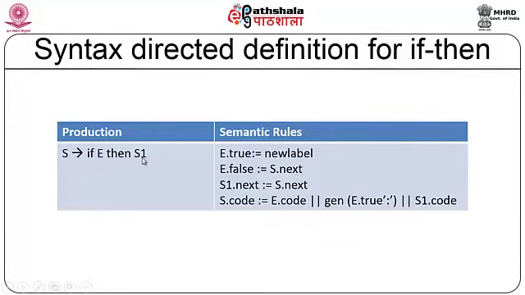Then the third one is, supposing it evaluates to true, even otherwise you have to execute this statement S1, and following that you have to continue with whatever statement follows the if then construct. So, in a typical if then construct, how do we evaluate? You evaluate the expression, if it is true you evaluate the body and come to the next statement. If it is false, you skip the body and come to the next statement.